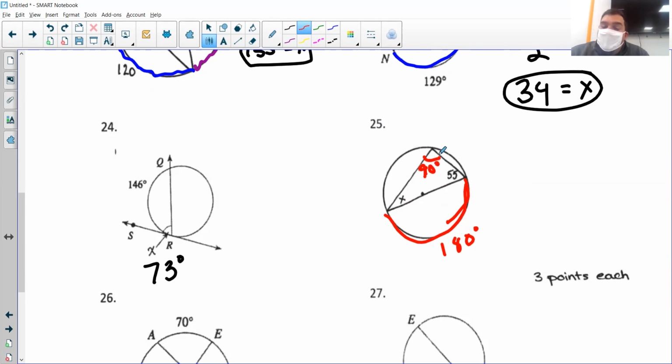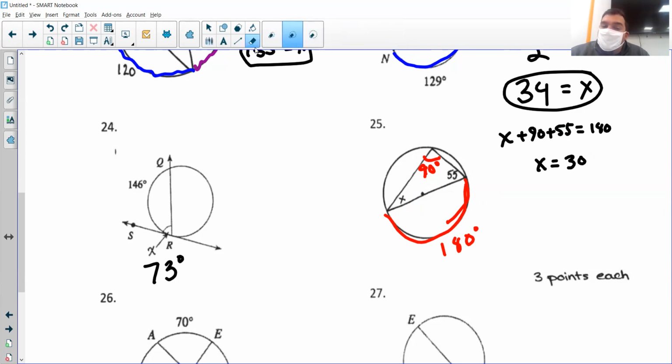So 90. Now this is a triangle. What do we know about triangles? They all equal 180. Good. So X plus 90 plus 55 equals 180. You need 60, and then 30. Wait, so 90 is when there's an angle with a right angle on it? It has to be a right angle. It's a triangle. 90 is a right angle, if that's what you're asking.